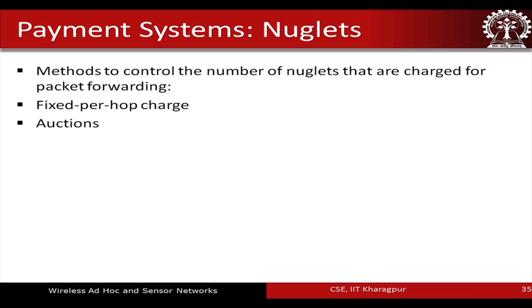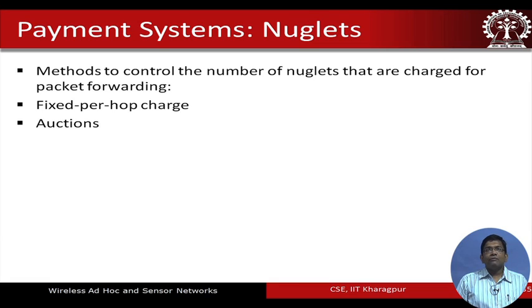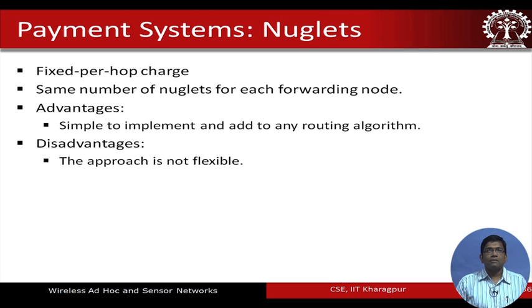So, the way to control the number of nuggets that are charged for packet forwarding can be of two types. One is the fixed per hop charge, that means it is a fixed charging model. The other one is an auction based model, in the same way as we encounter auctions in a real marketplace. So, it can be a fixed charge model or an auction based model.